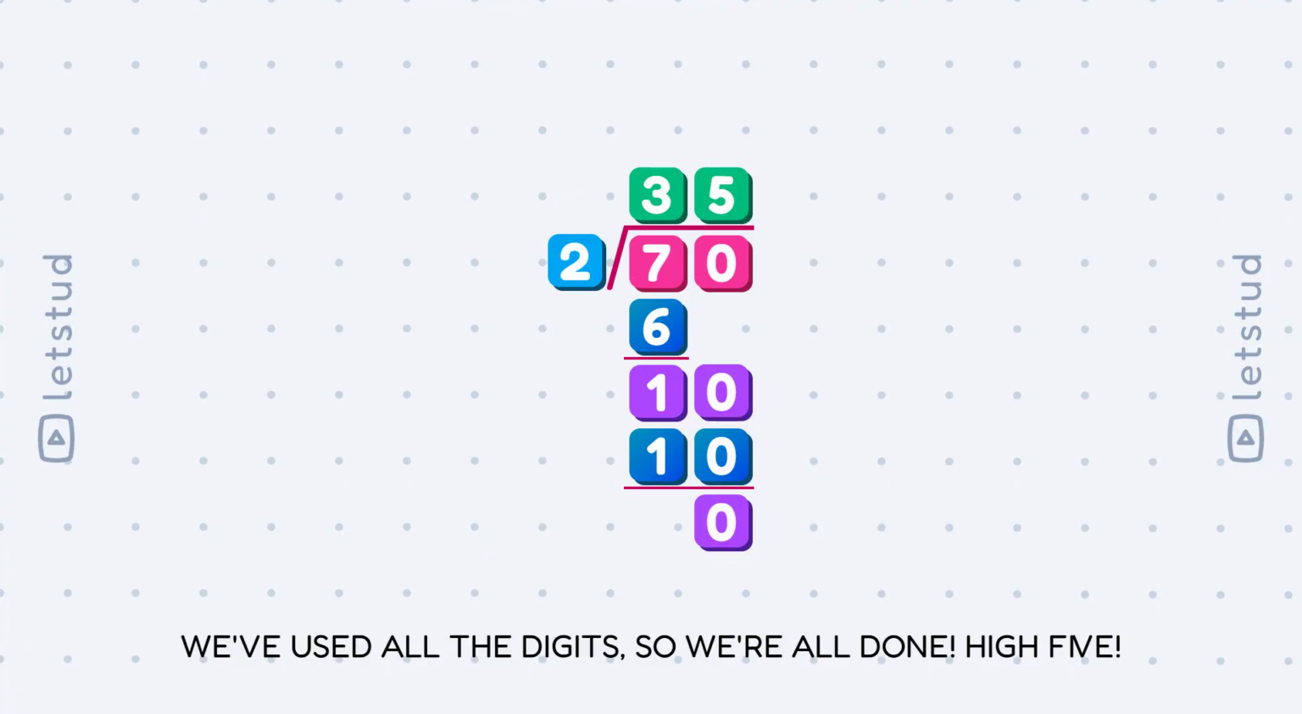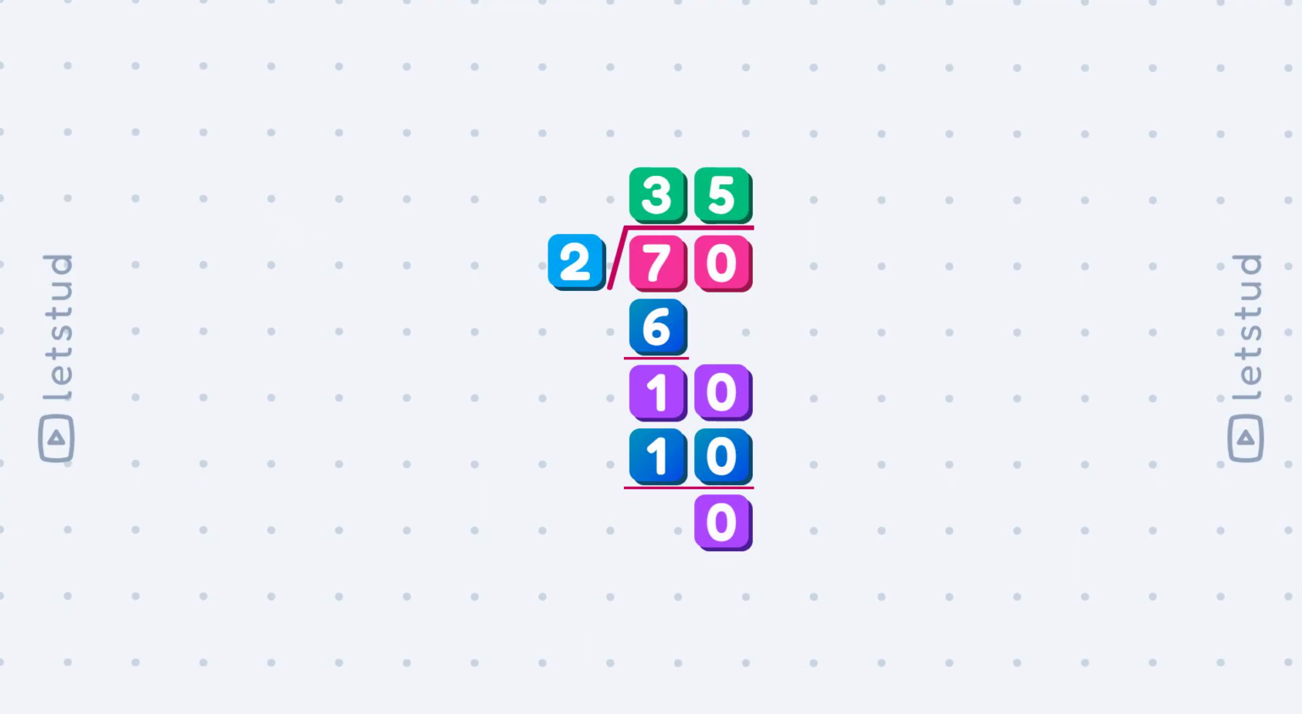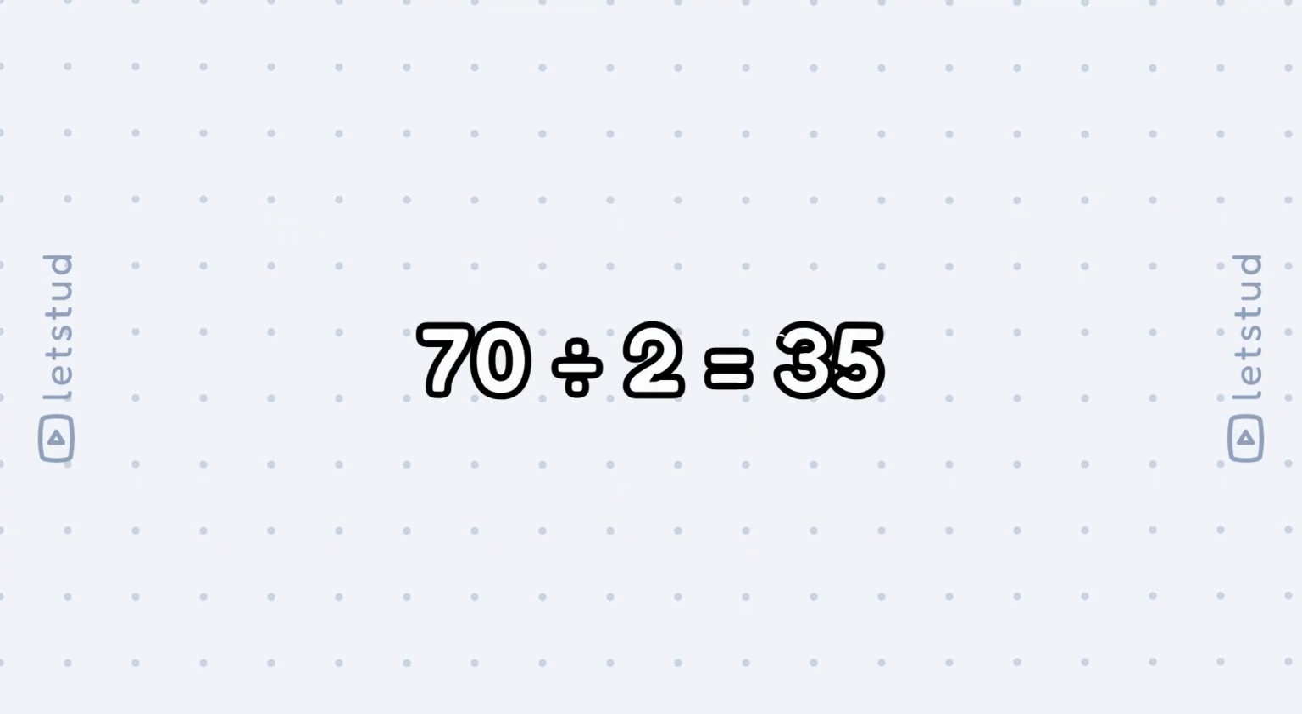We've used all the digits, so we're all done. That's 35. So 70 divided by 2 equals 35. Great job, everyone. We just conquered dividing 70 by 2 step by step. Remember, even big numbers become friendly when we break them down. Keep practicing and you'll be a division pro in no time.